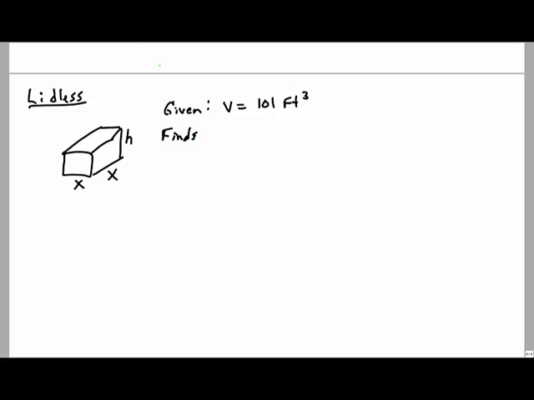So lidless box, we have, to use our imagination a bit here, but they're telling us that we have a square base. And so if we have a square base, that means each of these dimensions is the same, and then we have some sort of a height. We're also given that the volume of this lidless box is 101 cubic feet. Okay? What I would like to know is I would like you to find a surface area function. So I would like you to find the surface area.